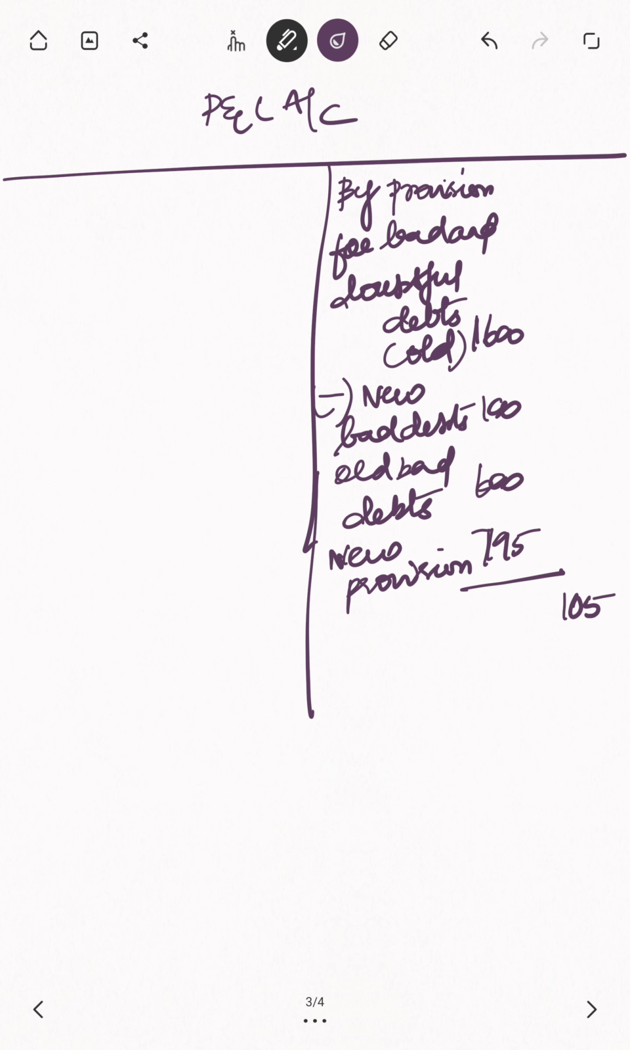If team B has the highest value, you're going to put everything in the debit side, which means new bad debts, old bad debts, new provision minus old provision. It will be the reverse format in the debit side.